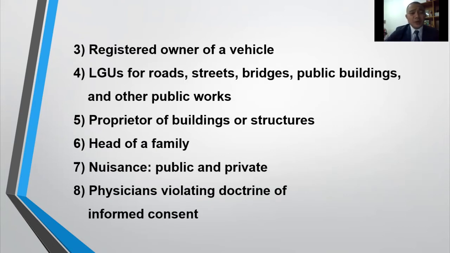For numbers 3 to 8, these are examples of strict liability. Number 3, registered owner for the vehicle. LGUs in charge of the roads, streets, bridges, public buildings, and their public works. Private owners of buildings and structures. Head of the family with regard to his family. Public and private nuisance. And number 8, physicians violating the doctrine of informed consent.